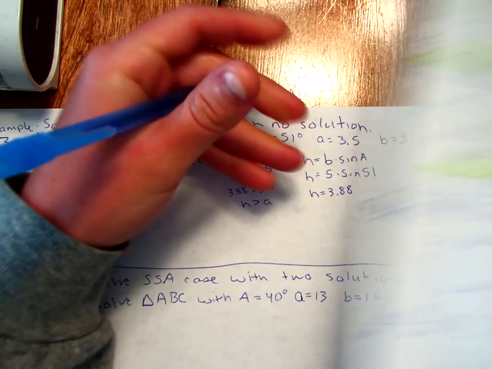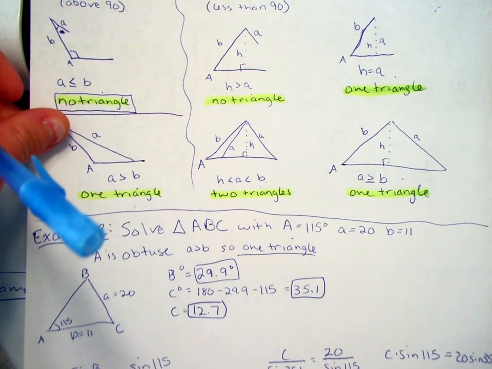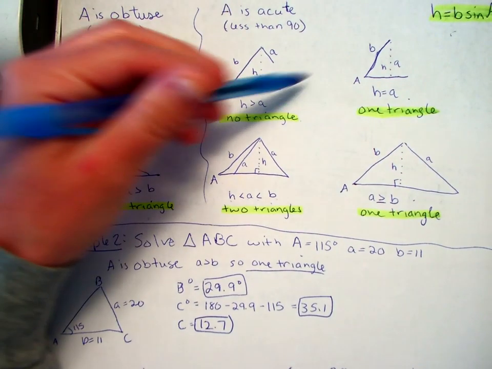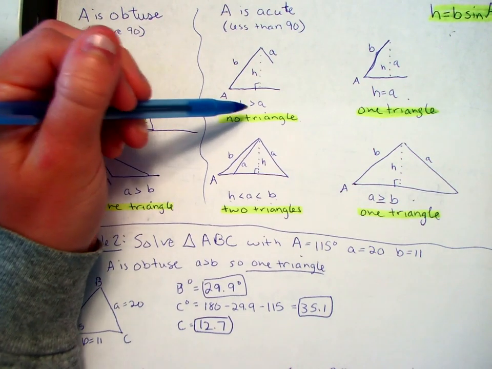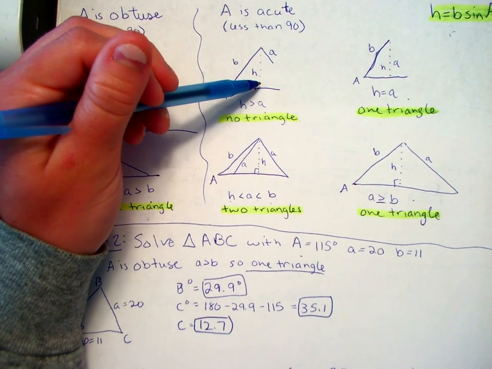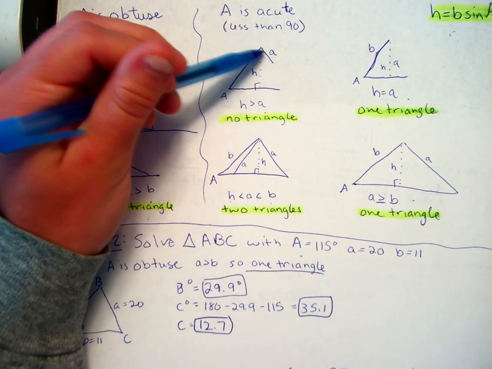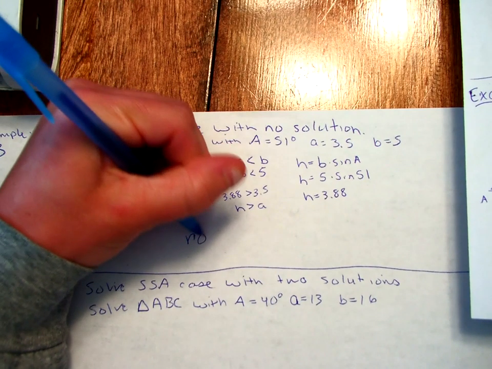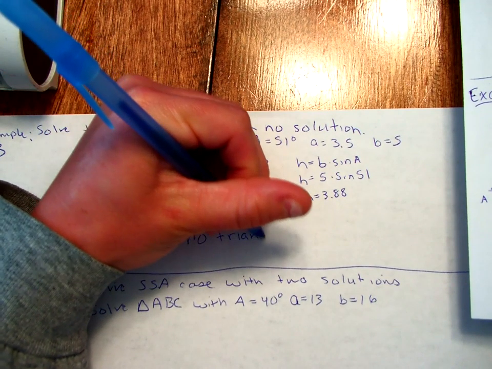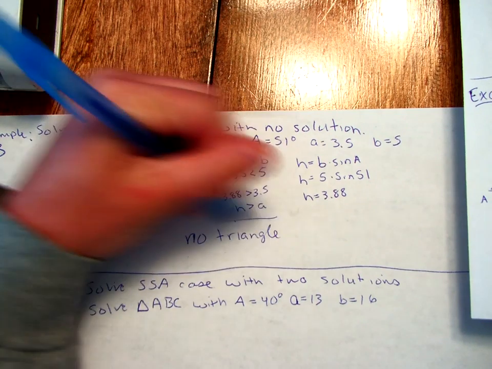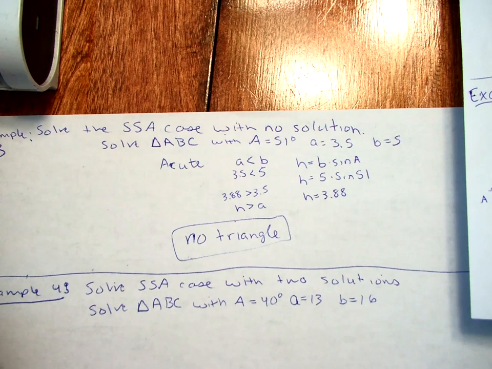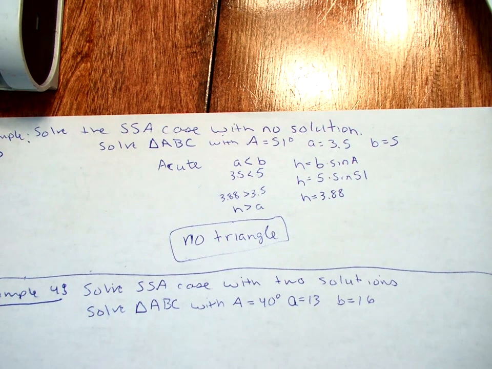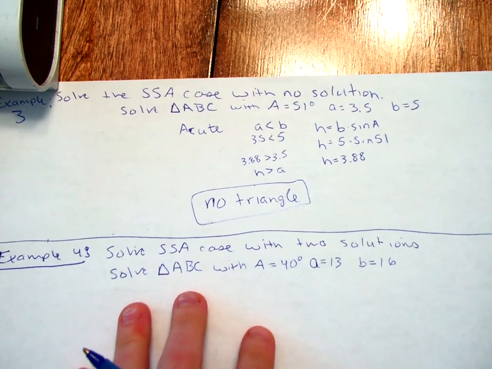Now let's look back on here, see if we have something for that. This one, H is greater than 3.5, meaning the height of the triangle is greater than the side. So there is no triangle, and you can't find the measurements of said triangle. Hopefully that makes sense. All right, so let's try the next one.